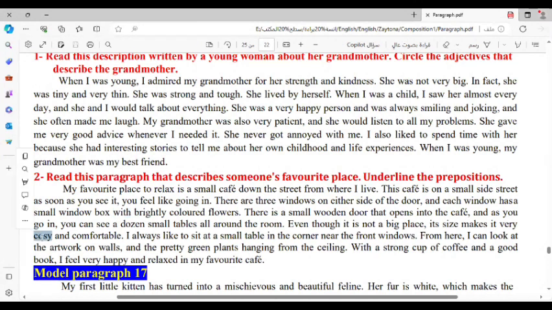What's the meaning of cozy? Cozy means like warm. Okay, warm, W-A-R-M. So it has the same meaning, cozy and warm. And comfortable. I always like to sit at a small table in the corner near the front windows. From here, I can look at the artwork on the walls and the pretty, what is the meaning of pretty? Pretty green plants.